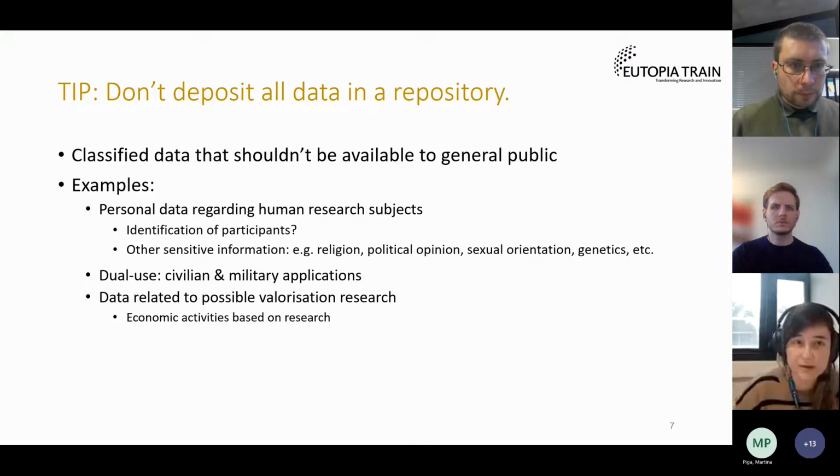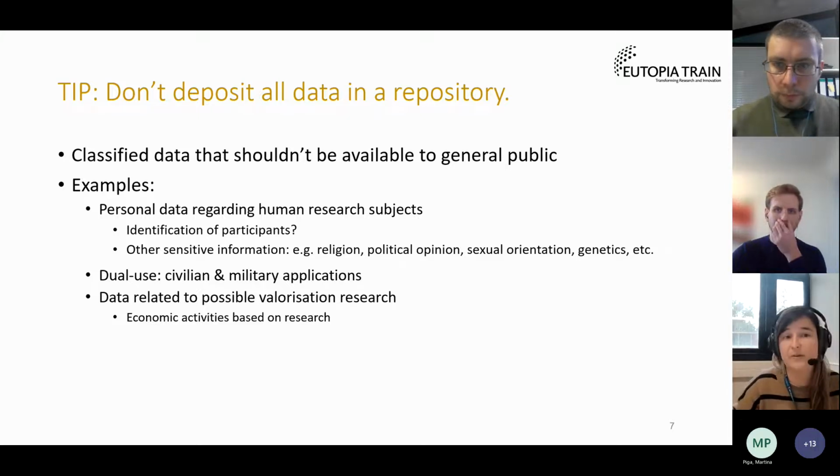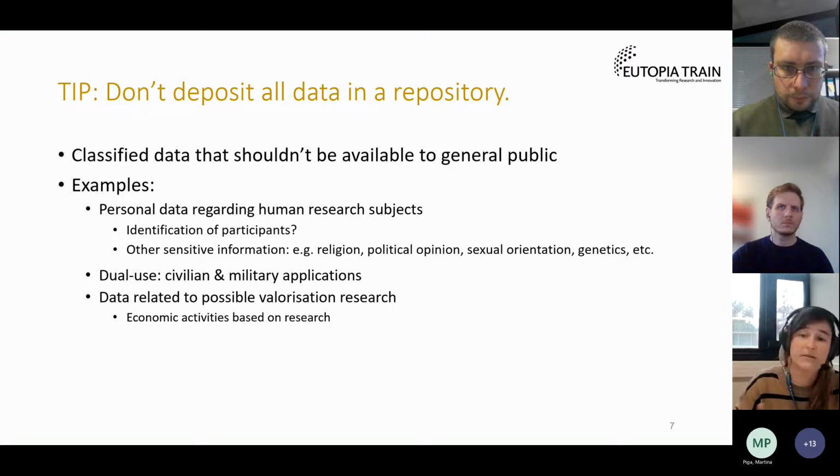I mentioned this before. You can't put all your data in a repository. Some data you shouldn't make available for the general public. For instance, personal information which will lead to identification of your subjects, or other sensitive information like religion, sexual orientation. Those you can't just throw in the general public. Then also data that is meant for dual use. This means that it has civilian and military applications, and there's also data that you can valorize that you shouldn't put in a repository. So you should be careful with using the repository.